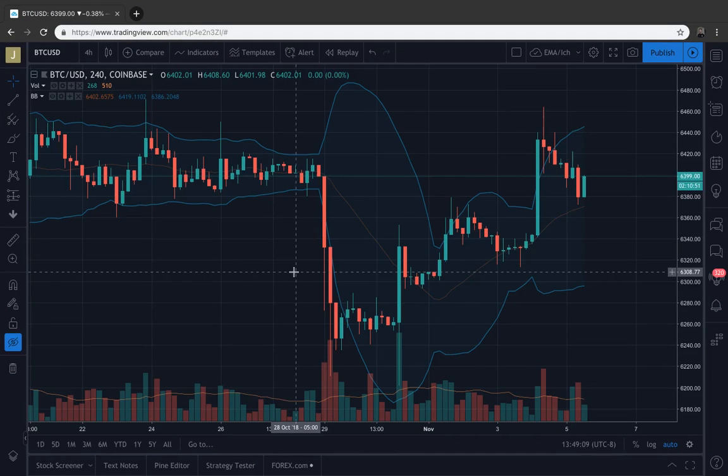Today I'm going to be showing you how to use the Bollinger Band indicator. The Bollinger Band indicator is a volatility indicator in the sense that it measures how erratic an asset is moving, and it gives you a pretty clear signal as to where the price is going to move next.